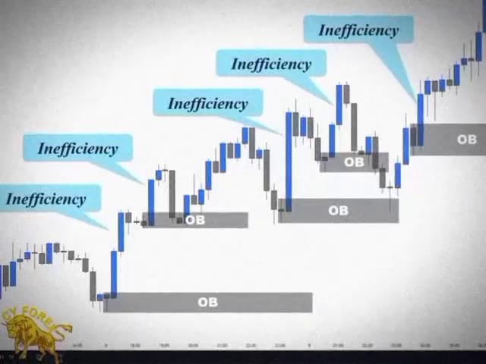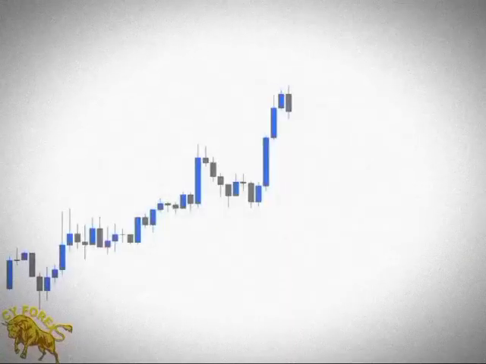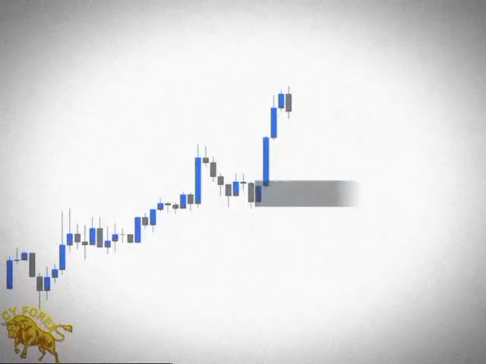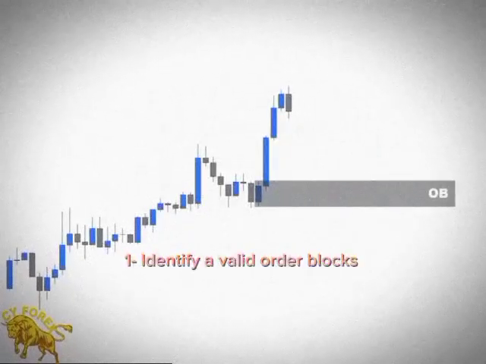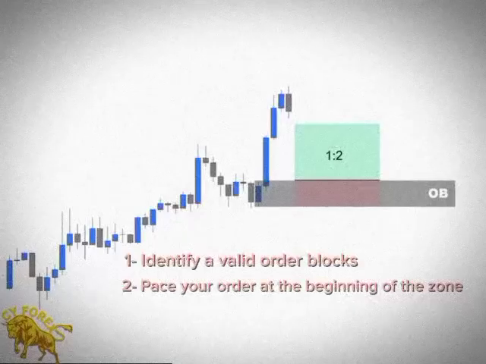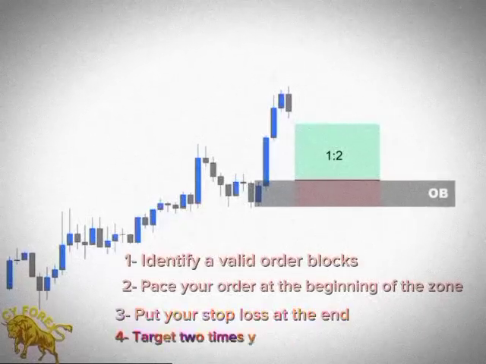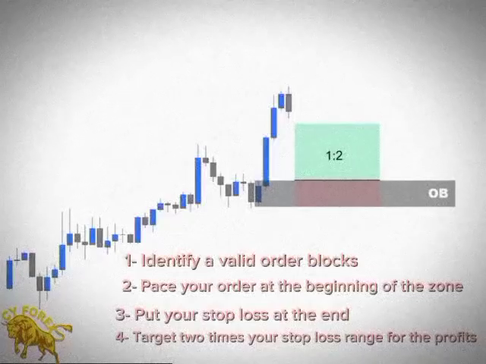Now, let me explain the steps of the trading strategy we used for backtesting order blocks. The rules for this trading setup are easy. Identify a valid order block, place your order at the beginning of the order block zone, and put your stop loss at the end. We target 2 times our stop loss range for the profits. This way, even with a 34% win rate, we will still be at break even.